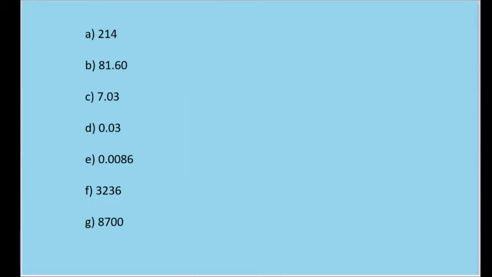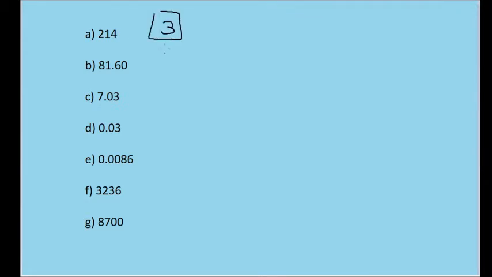For 214, all three digits are non-zero, so we can be sure that they all carry some meaning. Otherwise, one or more of the digits would have been approximated to zero. So all three digits are significant here.